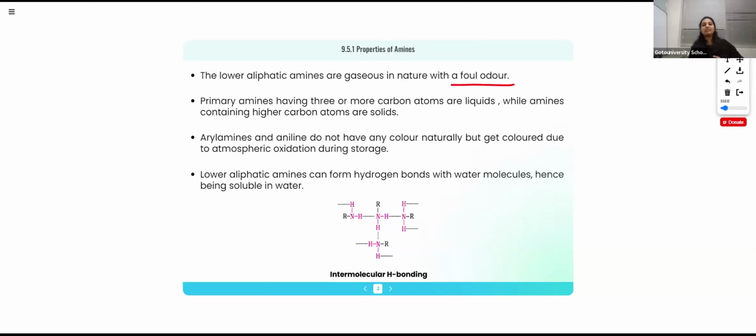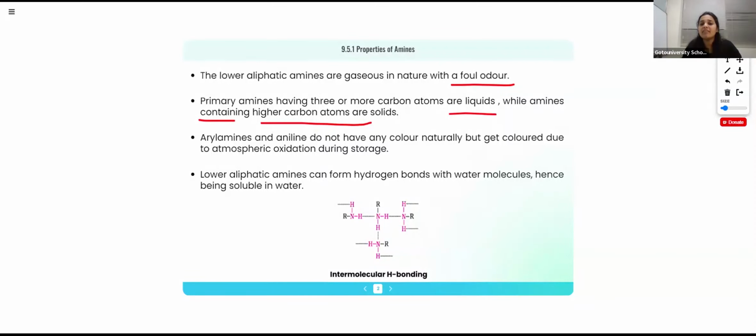Primary amines having 3 or more carbon atoms are liquids, while amines containing higher carbon atoms are solid, as I told you in the previous topic also. When the number of carbon atoms increases, the interaction increases, so the nature changes from liquid to solid. When the interaction is very high, they have a tendency to exist in a close-packed manner, so they combine together to produce the liquid state or solid state.